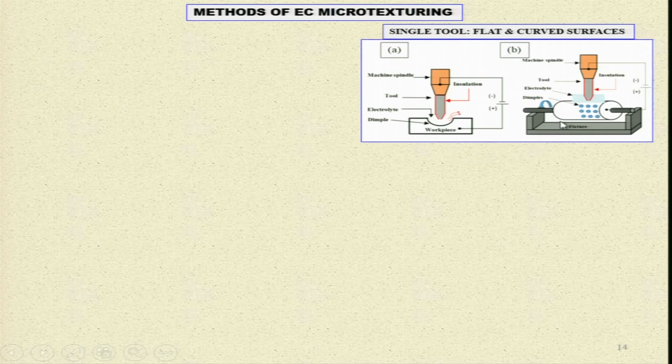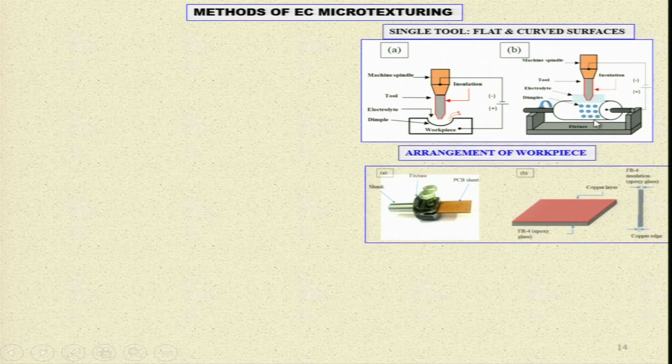Now, this is a cylindrical surface, you are rotating it, and this is the tool, and you are able to create micro dimples over here. You have to control or manipulate the rotational speed of this particular cylindrical workpiece, so that you can create the proper shape and size of the micro textures or the micro dimples. And you can see here the arrangement of the workpiece.